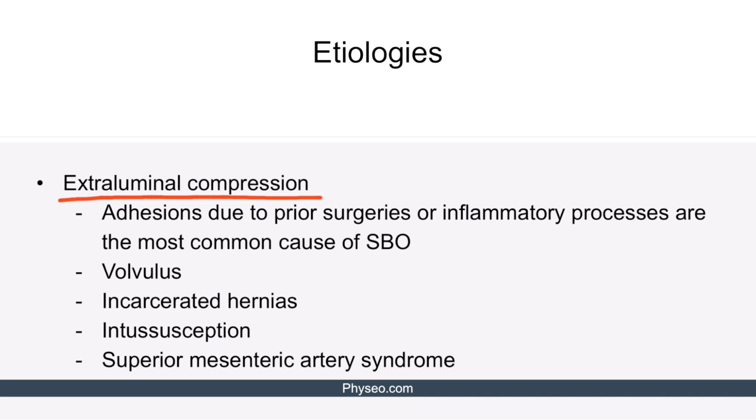These adhesions create areas that the bowel can twist or kink around, leading to obstruction. A volvulus can lead to extraluminal compression when a portion of bowel twists around itself and its mesentery, causing a closed-loop obstruction. Other causes of extraluminal compression are incarcerated hernias, intussusception, and superior mesenteric artery syndrome.